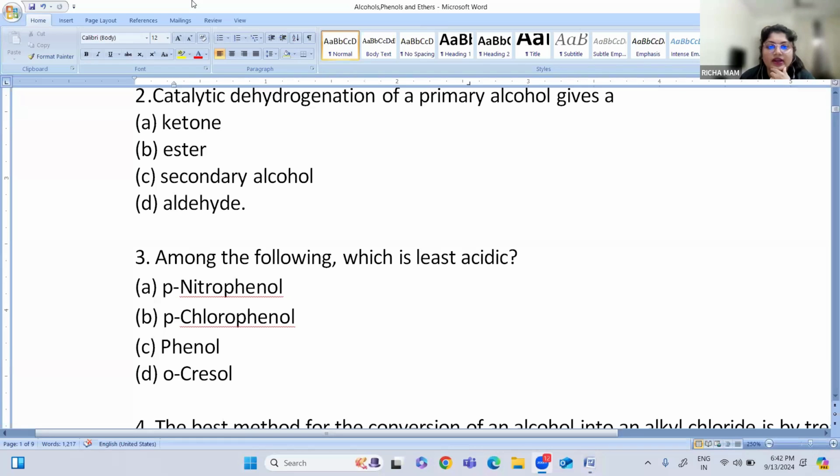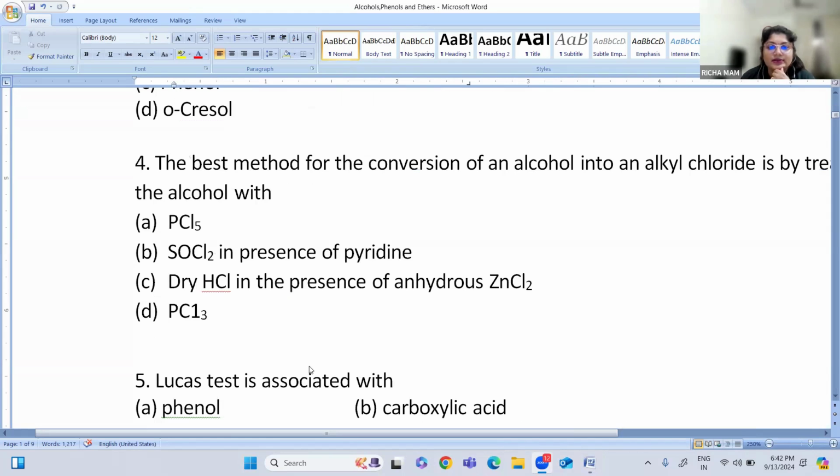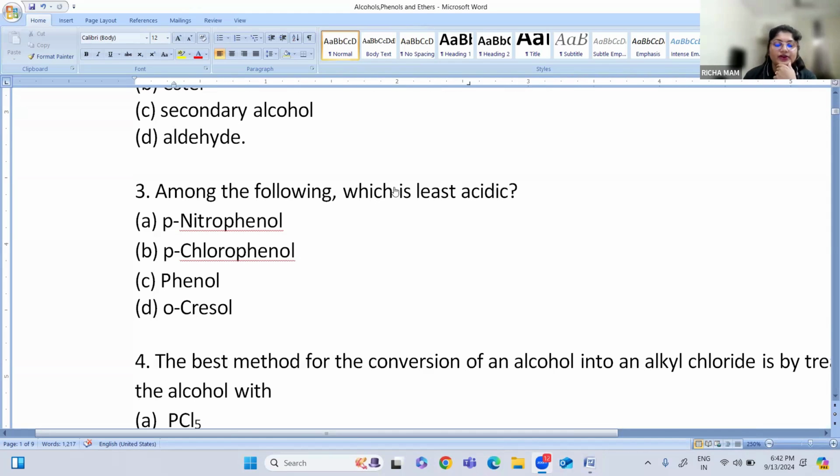Okay. JNV Raichur has answered as D. Preeti has answered as B. Shri Varuni has answered as D. Amulya has answered as B. Asma has answered as B. Okay. Fine. So let us see. Lubna has answered as B. So what is the answer for the third one? Among the following, which is least acidic?